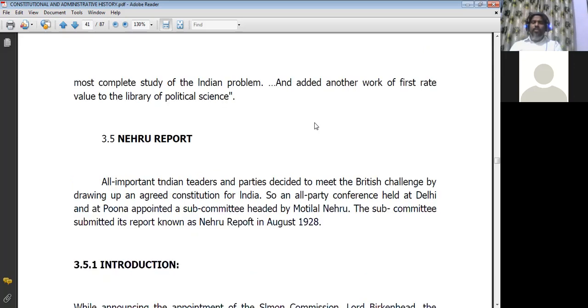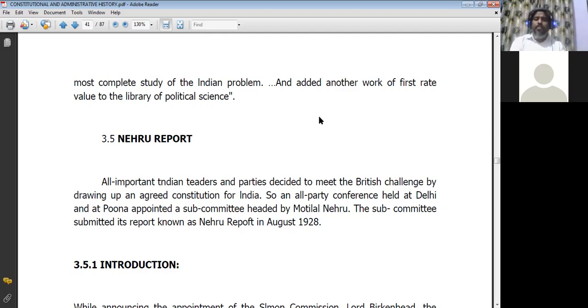Even after the Simon Commission, you will see one more report of constitutional recommendations, which was a challenge to the British government. Indians themselves prepared a report similar to the Simon Commission's. That report is nothing but the Nehru Report.